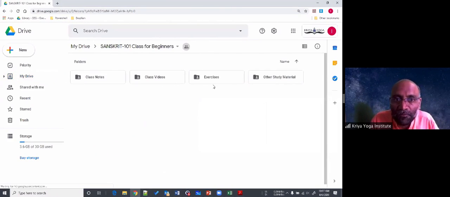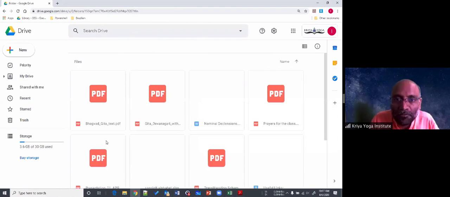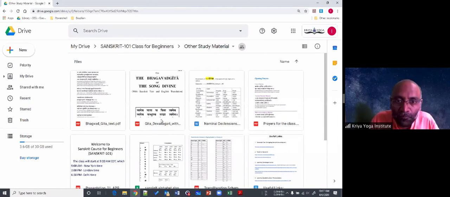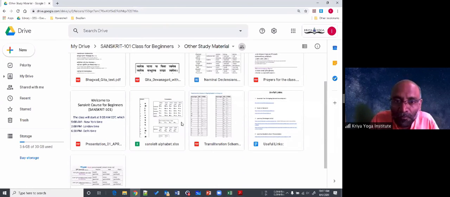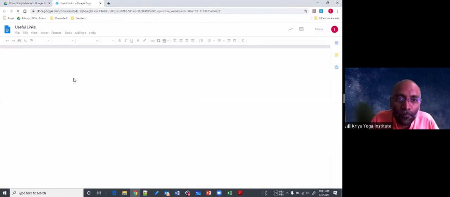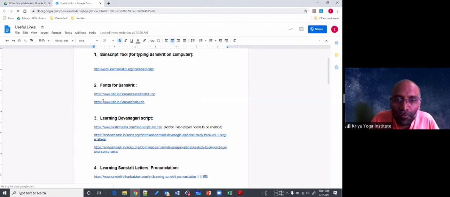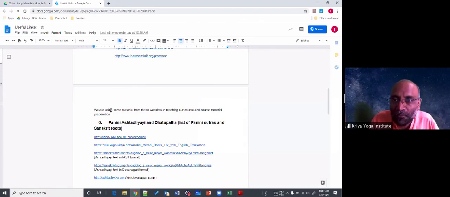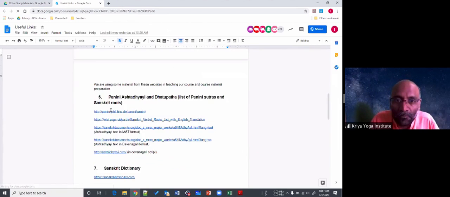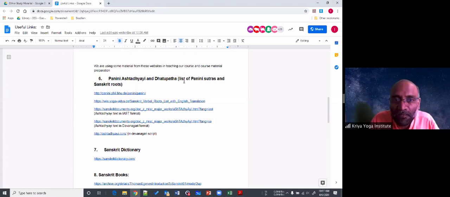So this is our drive, and in this folder there's a document, a presentation. I will update this document, and I'll put the date when it was last updated, so you know when it was last updated. This is another document I'll keep updating, useful links. And here I have put in some links for Panini, Ashtadhyayi and Dhatupada.